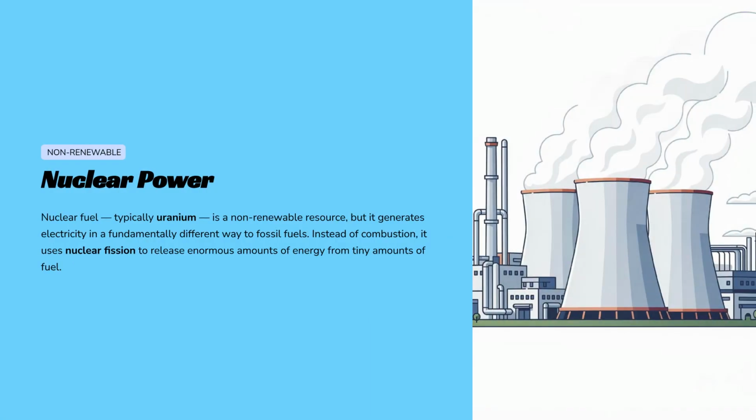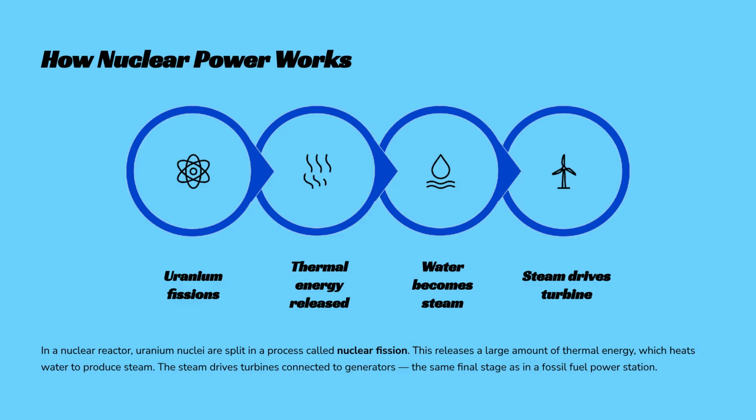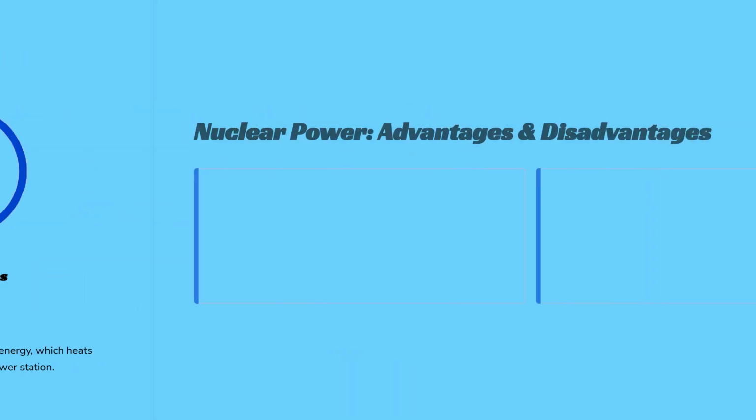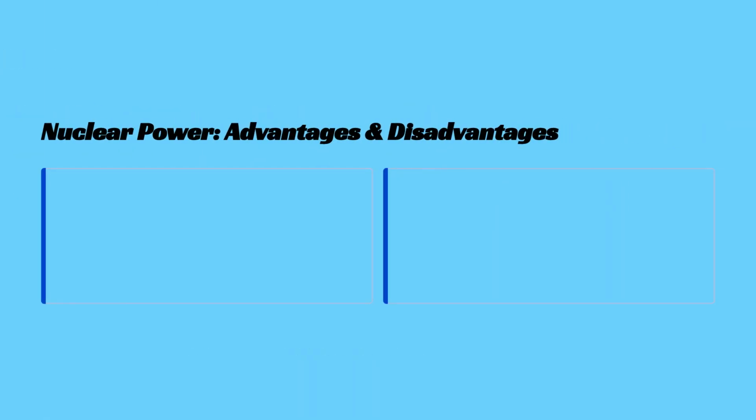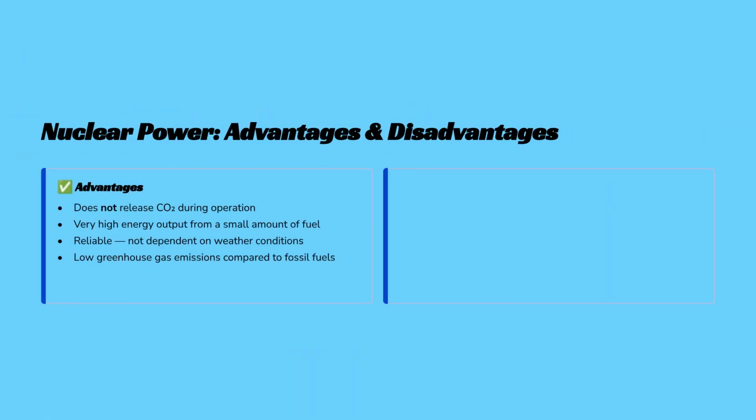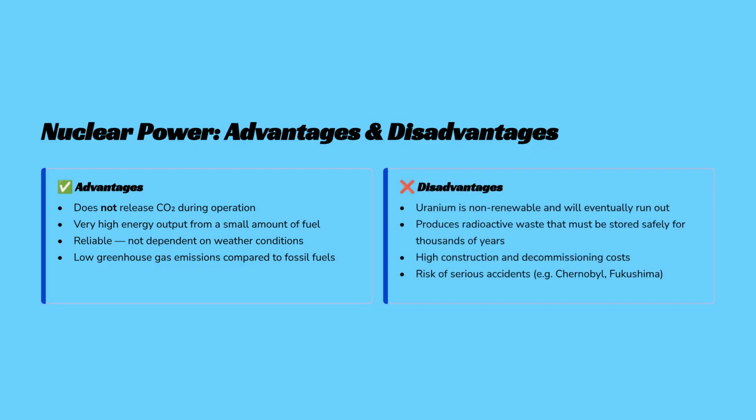Nuclear power is another non-renewable resource. Unlike fossil fuels, it does not use combustion, but instead relies on nuclear fission to release massive amounts of energy from a small amount of fuel. In a nuclear reactor, uranium nuclei are split during fission. This releases thermal energy, which turns water into steam to drive turbines, just like in a fossil fuel plant. Nuclear power is a reliable, low-carbon energy source. However, it involves significant challenges, including radioactive waste management, high costs, and the risk of serious accidents.